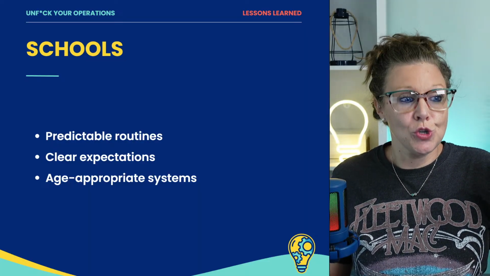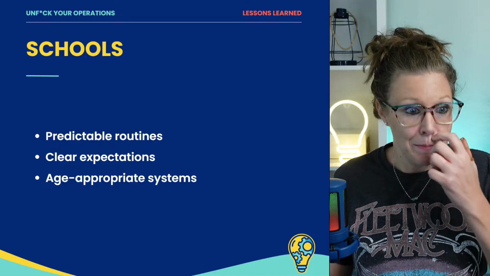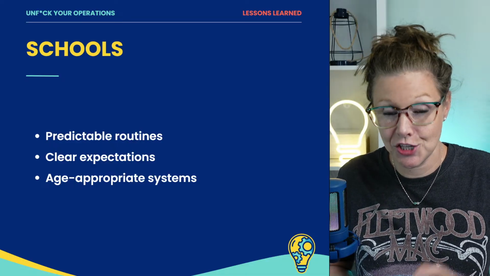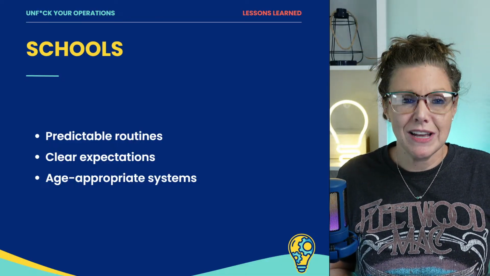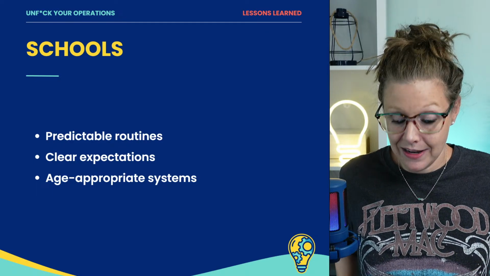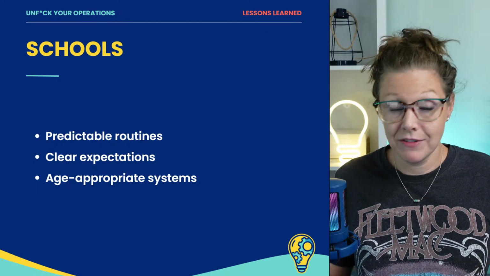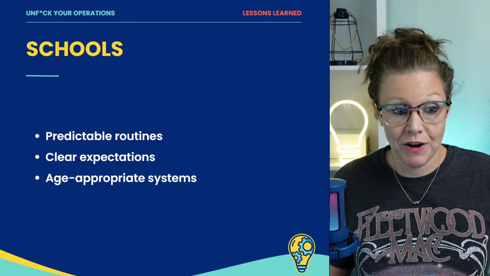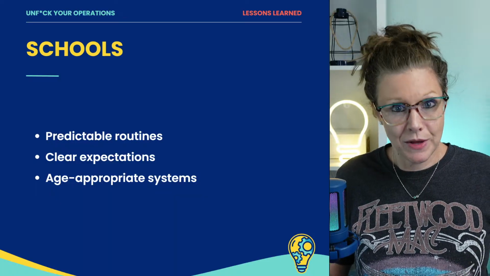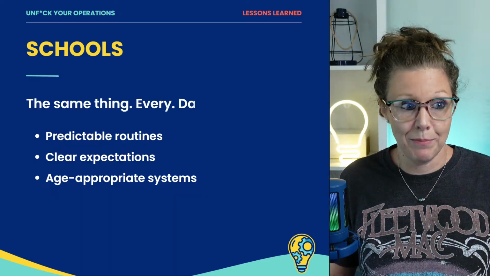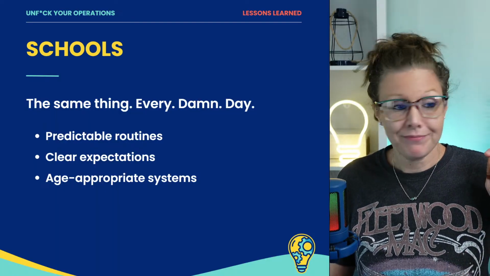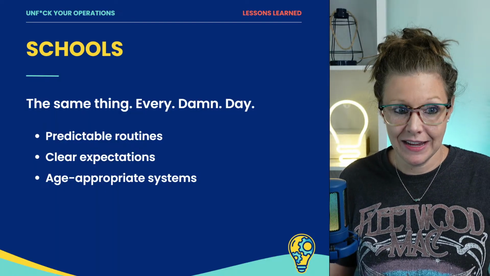But schools have nailed predictability. They have predictable routine and very, very clear expectations. Last year, my youngest was in kindergarten, and I was amazed at how a teacher can organize and control 20 screaming 5 and 6-year-olds because the expectations are very clear and they have age-appropriate systems. Very, very important there. So I think we can learn a lot of lessons from how schools operate. Oh, wow, that was out of order. But schools do the same thing every day.